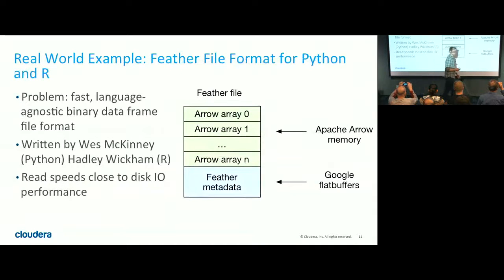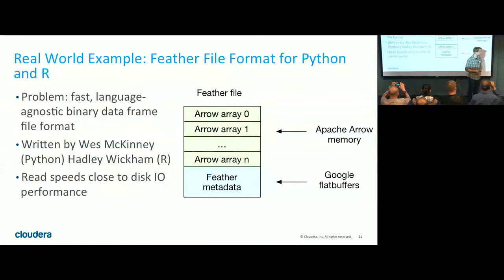As a proof of concept with the Arrow project, I saw Hadley Wickham from the R community at the end of January, and I told him about Arrow. He mentioned to me that R doesn't have a very good binary file format. It has a number of them, but the performance is not great. The main one that people use is the RDS files, and the performance of .rds is not great. Also, those files are proprietary to R.